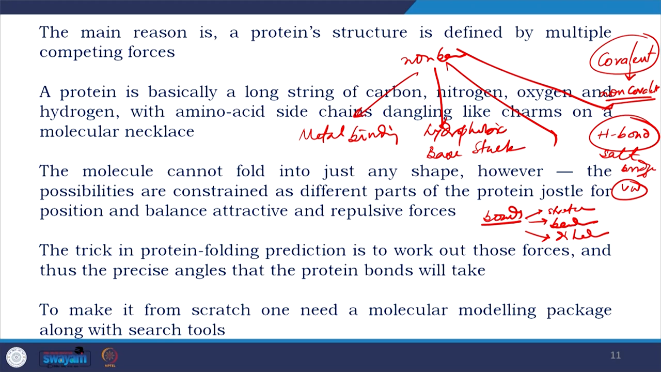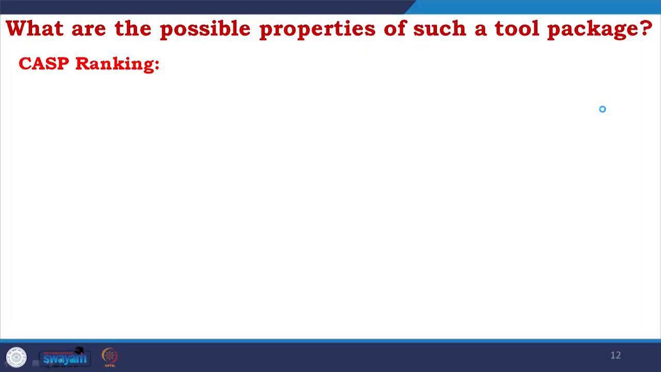To make it from scratch, one needs a molecular modeling package along with a search tool, along with optimization. When you do molecular modeling, it needs to be scored and optimized. So, you need a package. What would be the possible properties of such a tool package? In other words, how will you find which programs are good?